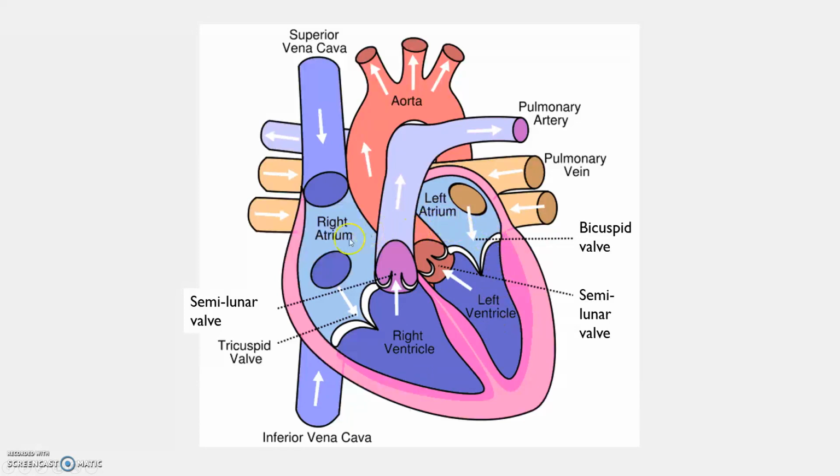Okay. Now, this is a double pump. So when it pumps, it pumps at the same time. So blood is forced through the right atrium to the right ventricle at the same time that blood is forced through the left atrium to the left ventricle. So it works at the same time. So that's the structure of the heart, and its function is to pump blood, oxygenated blood, around the body.